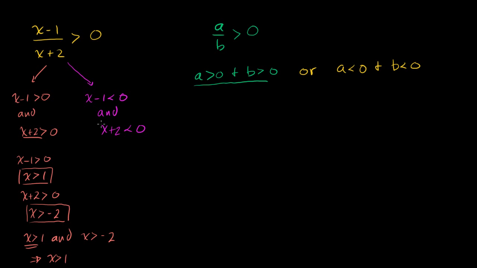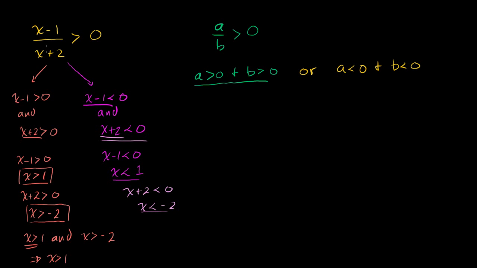If x minus 1 is less than 0, if we add 1 to both sides, that's the same thing as saying that x is less than 1. So that constraint boils down to that constraint. Now this constraint, x plus 2 is less than 0. If we subtract 2 from both sides, we get x is less than minus 2. So this constraint boils down to that constraint.